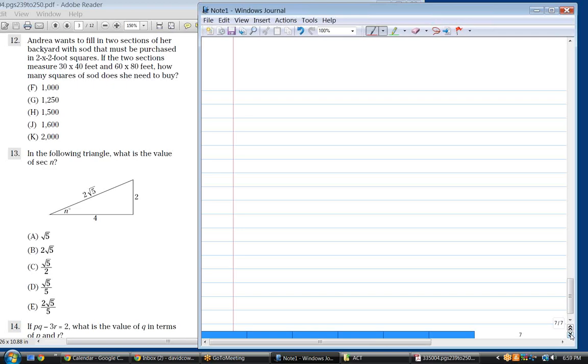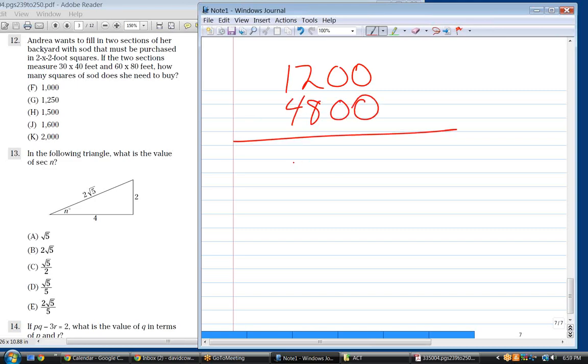What's the total square footage of sod needed? Oh gosh, no. Sorry, my calculator's freaking out. Okay. You don't need a calculator. Really? Well, 30 times 40 is 1,200. 60 times 80 is 4,800. Yeah. So that's the total number of square feet that we need. How many pieces of sod is that? We divide it by 4, right? Right. It would be 1,500. And that's the easy way to do it.